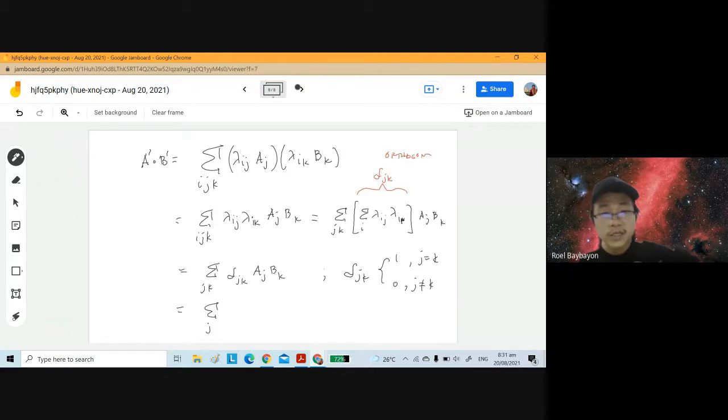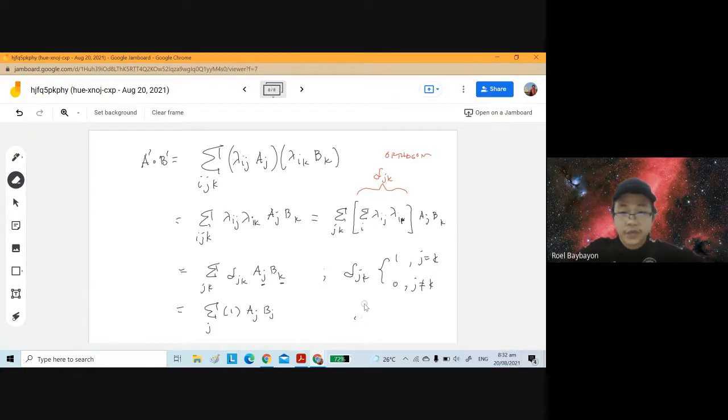Because this one, the Kronecker delta, is equal to 1 when j is equal to k. So j now is equal to k. Tama? So dapat equal ning imuhang j ug k para dili siya mag-vanish sa imuhang summation. Okay? Nakuha. And what is this?